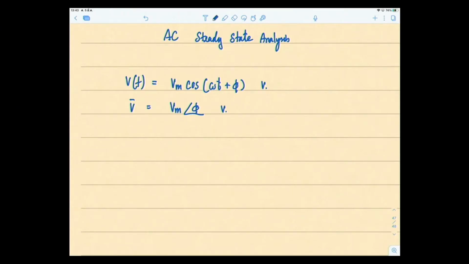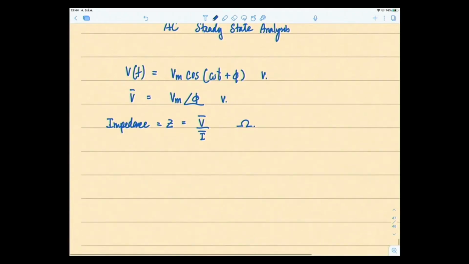Another thing that you need to know by heart is the impedance, denoted as Z. The definition is phasor V over phasor I, and the unit is ohms. The impedance of a resistor is simply the value of the resistor itself, R angle 0 ohms.